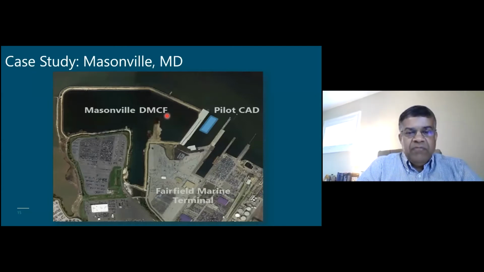Here's another example, the Masonville dredged material facility. So this is again about a 5-acre CAD cell, compared to this cell, which is an upland CDF or nearshore CDF, about 100 acres. So you can see these are smaller cells compared to this, hence the challenge with cost. But essentially what was done here was they wanted to pilot test, can they build CADs in Maryland? And that was the objective here.